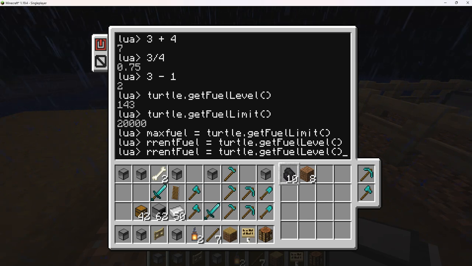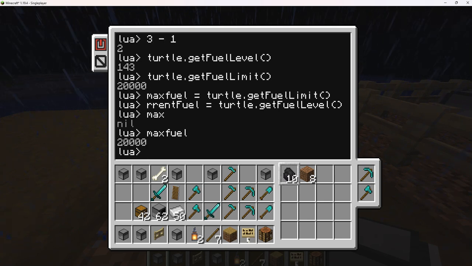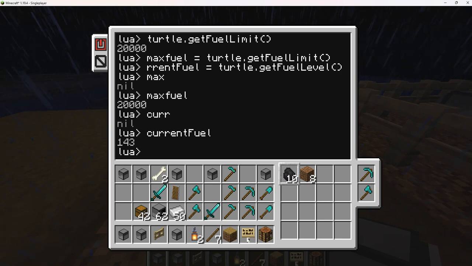So now we call them, so maxFuel. See, it holds our max fuel, so we don't have to keep rerunning this over and over again. And then same thing for currentFuel. See, 20,143.